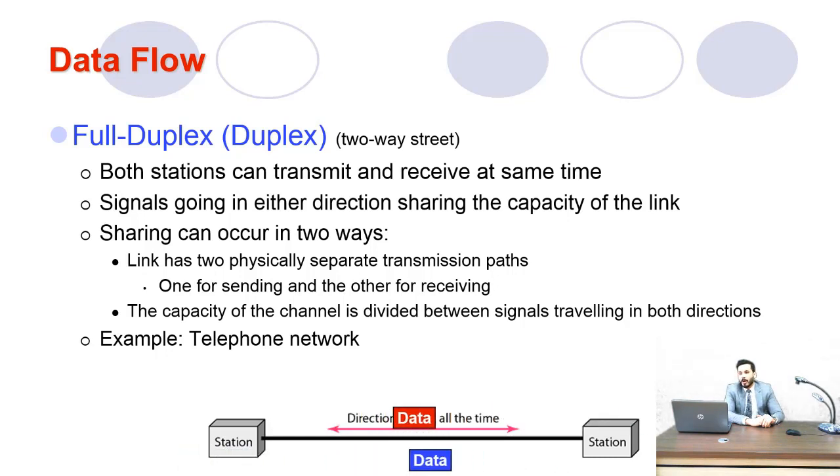The capacity of the channel is divided between signals traveling in both directions. An example of that system is the telephone network. For example, when you make a call to your friend, you can say anything and send information to him and receive information from him at the same time. That means it is a full duplex system. Got it? Okay.